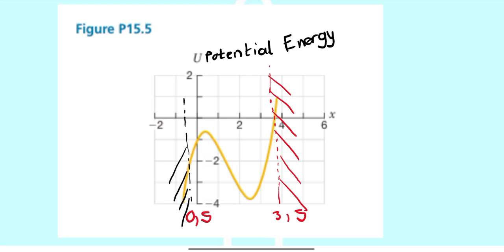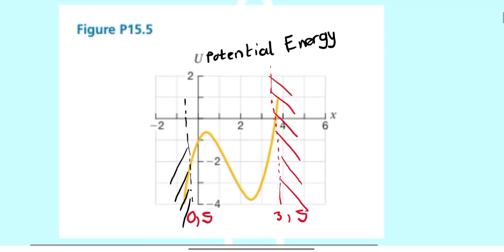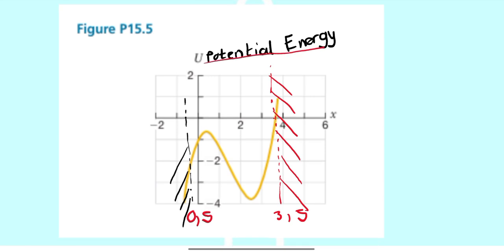Suppose our object is traveling and it is at x equals 3.5, and then it starts again at x equals 0.5. So you see now that our potential energy will be decreasing and increasing, and this is a property of periodic motion. Okay, this is it for this question.